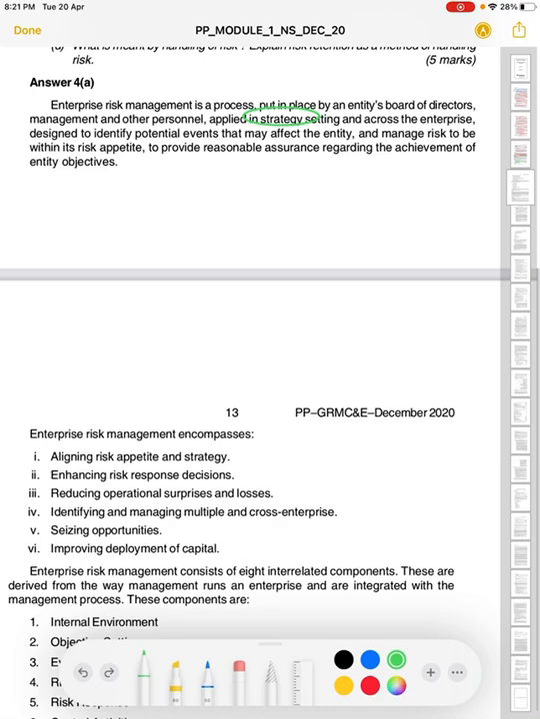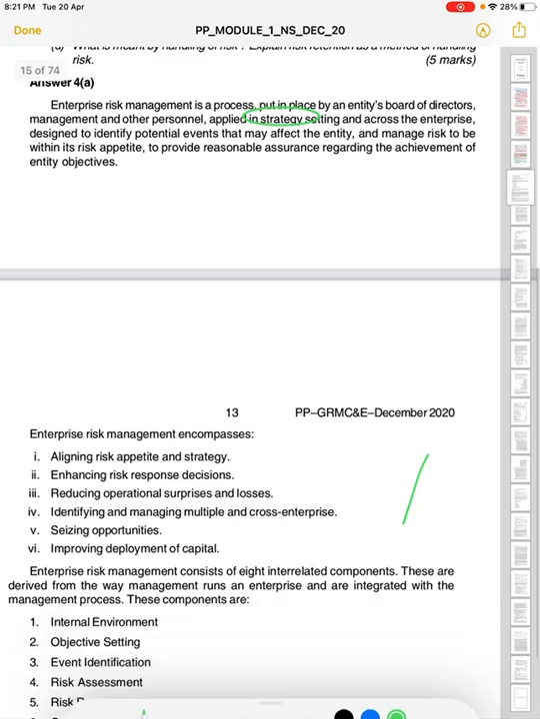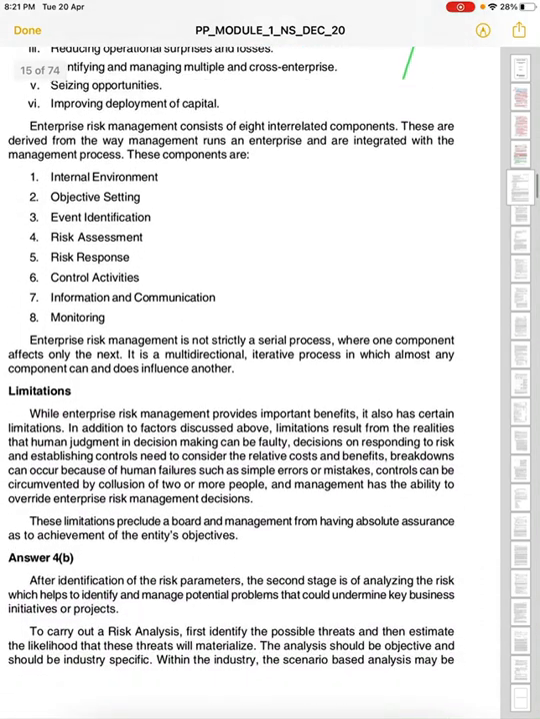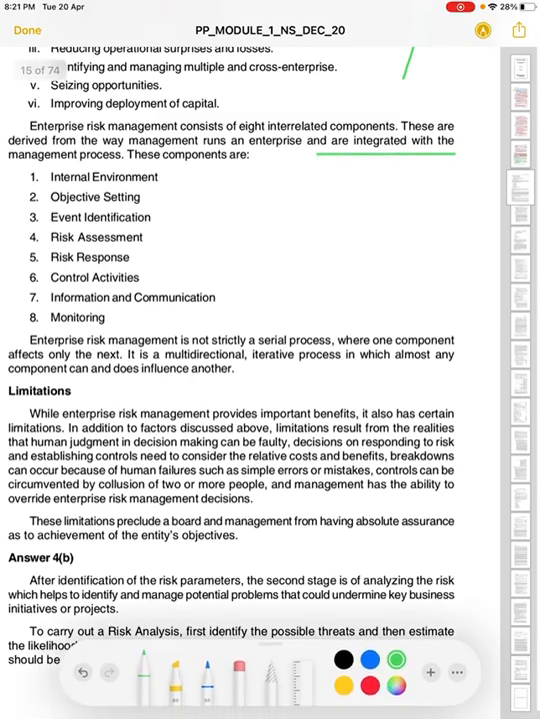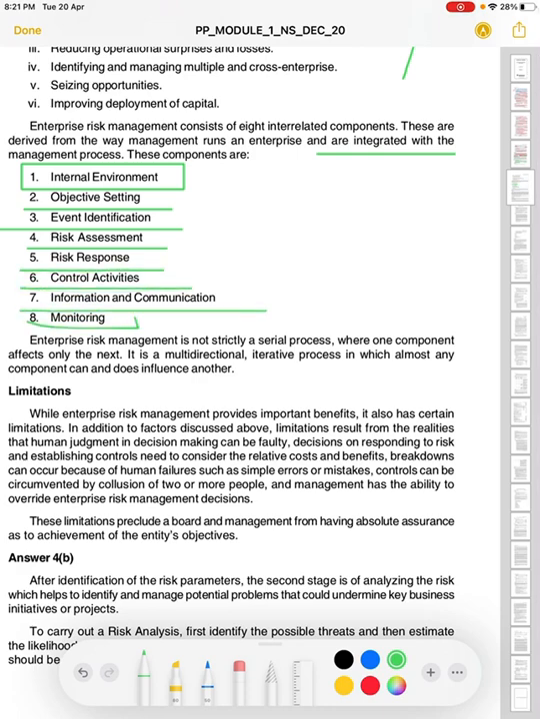So enterprise risk management consists of 8 interrelated components. These are derived from the way management runs an enterprise and are integrated with the management process. These components are internal environment, objective setting, event identification, risk assessment, risk response, control activities, information and communication, and then monitoring. So these are all the components of enterprise risk management.